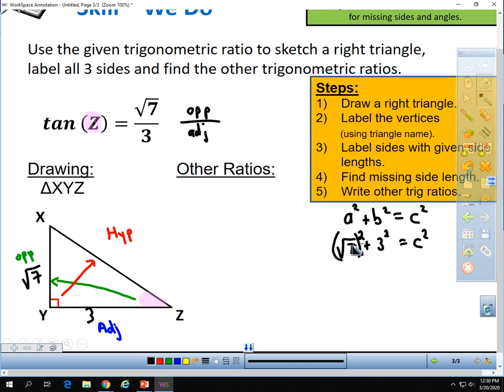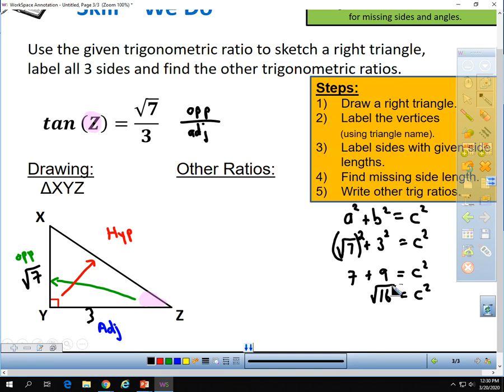As I previously showed you, the square root and the exponent of 2 are opposites of each other, and they cancel each other out. That leaves us with 7, plus 3 squared is 9. That would equal c squared. Adding 7 and 9 gives us 16 equals c squared.